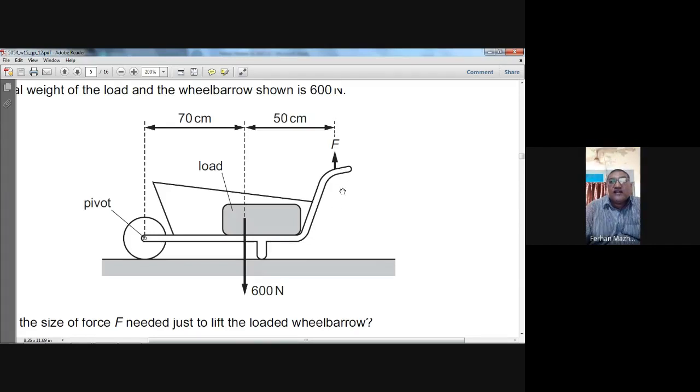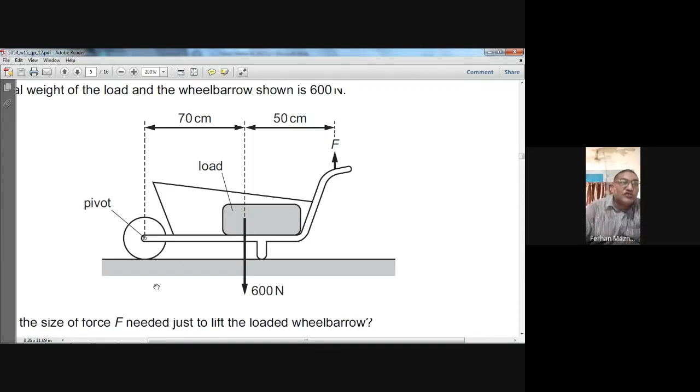You will apply force here in the upward direction to lift the wheelbarrow. How much force is needed here? That is the question. The perpendicular distance of the line of action of the effort from the pivot is 70 plus 50, which will be 120 centimeter. This upward force will produce an anti-clockwise moment. For equilibrium, the clockwise moment and the anti-clockwise moment will be equal to each other. So we can find the F value very easily.